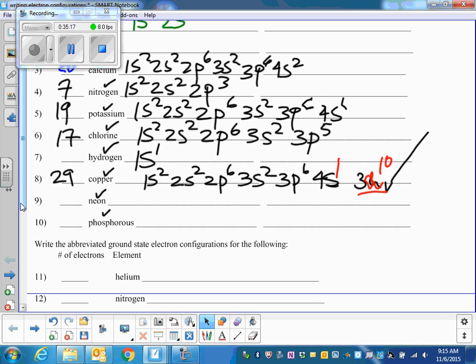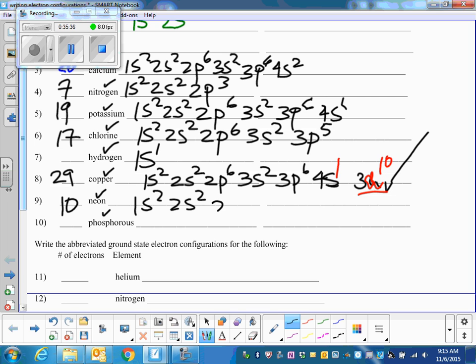I'm not going to test you on copper, but it's just extra information for you. There are a number of elements in the periodic table that will not follow the rule, and copper is just one of them. Alright? Let's go to neon. Neon is 10. And so you'll have 1s2, 2s2, 2p6. Is that right?